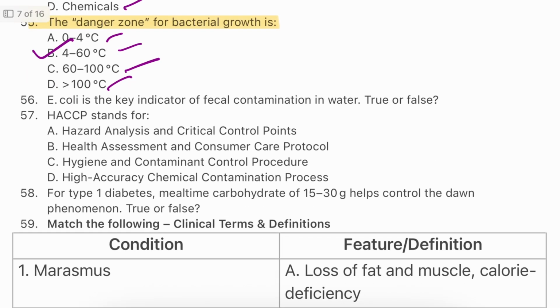Question number 56. E. coli is the key indicator of fecal contamination in water. True or false? It is true. E. coli indicates fecal contamination in water.